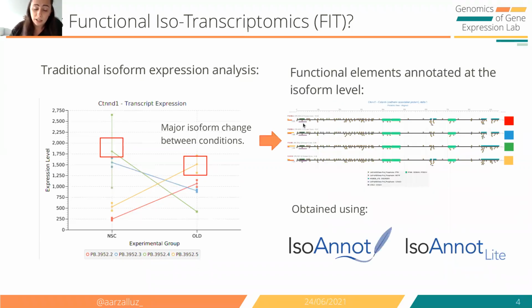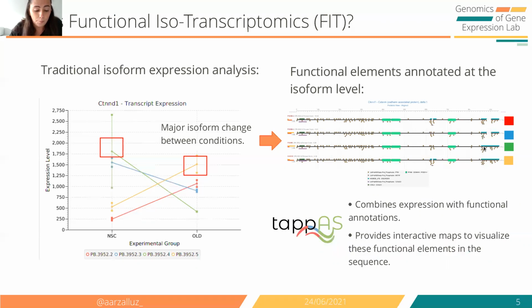To make these two tasks easier for users, we have designed strategies to incorporate functional elements into transcriptome annotations using iso-annote. Iso-annote can actually be run directly with scanty3, which is something that my colleague Fran is going to cover in his own talk. But once we have these functional elements annotated at the isoform level, we provide in TappAS analysis that combine expression with these functional annotations to enable what we call functional isotranscriptomics.